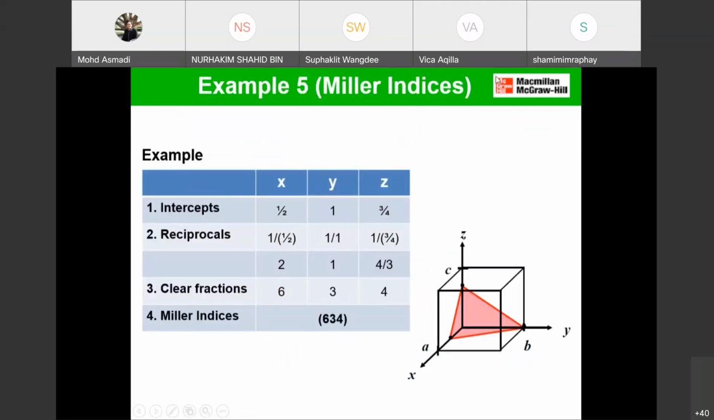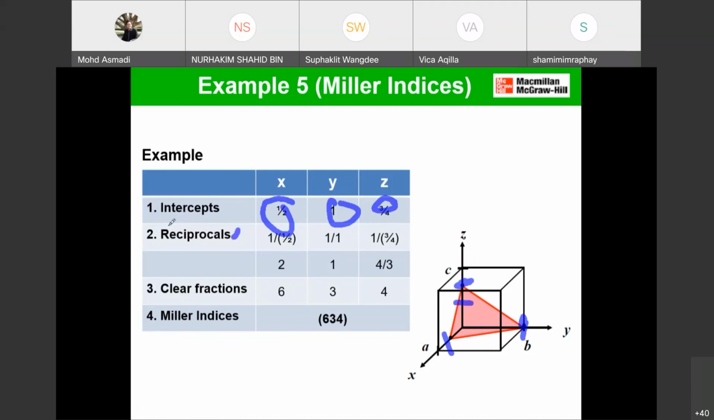So what you have to do, if you look at here, we know this one is already 1, right? This one is half, and this one is three-quarters. Half, 1, three-quarters. Okay, quarter.